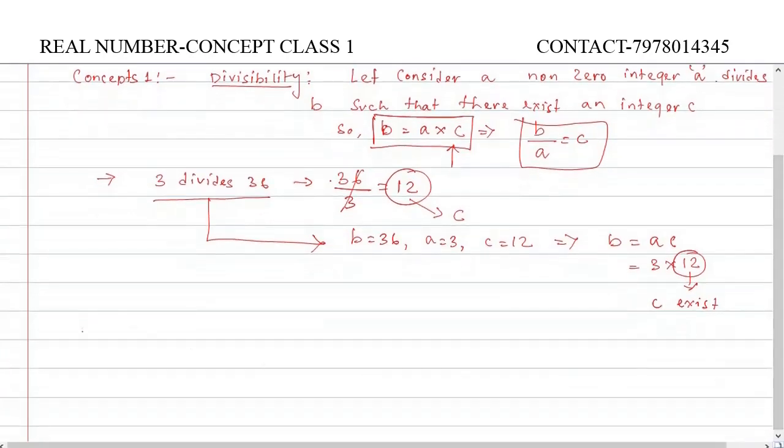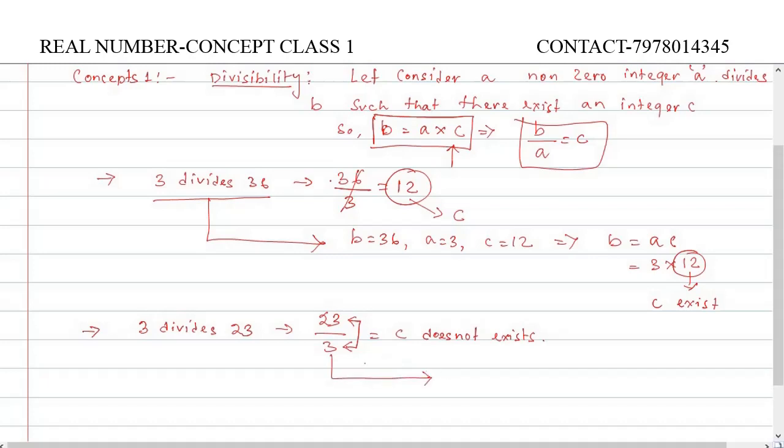Similarly, if you take another example, if you write down 3 divides 23, is this statement true? Can you divide 23 by 3? We cannot divide. The answer is not an integer, it is a decimal number. So here c does not exist. That means we cannot write this into the format b is equal to a into c.